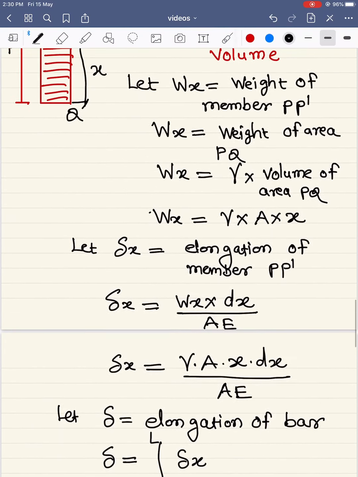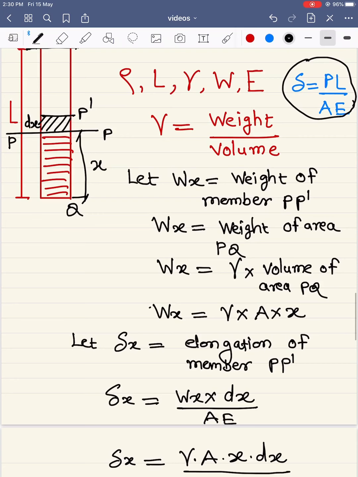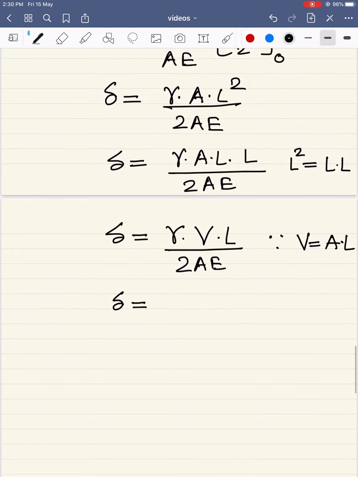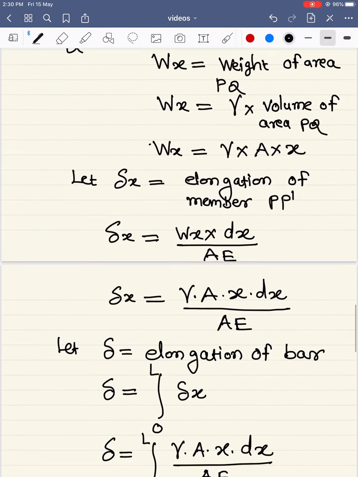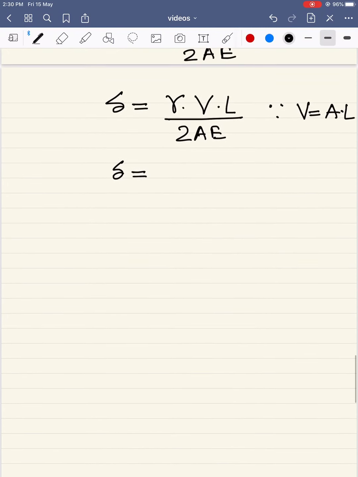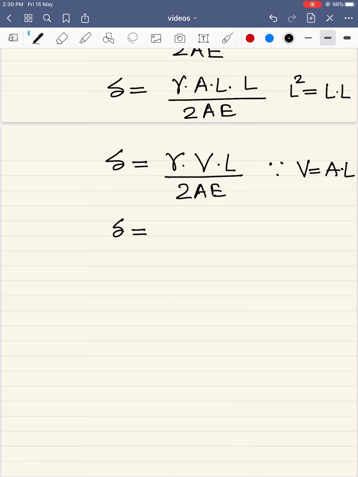Now if we see the formula of gamma, gamma is equal to weight by volume. So gamma into volume is nothing but the weight of the member or bar. Therefore, I will write W into L divided by 2AE. In this step, we replaced gamma into volume by the weight of the bar.